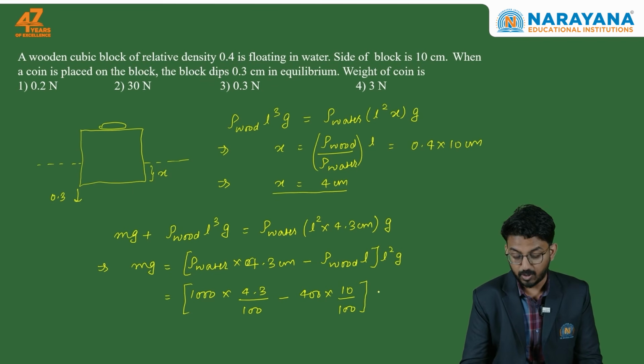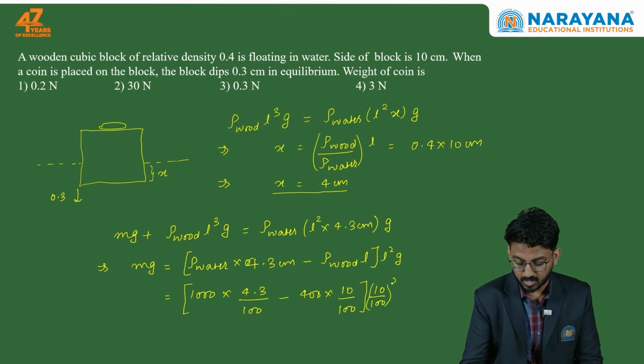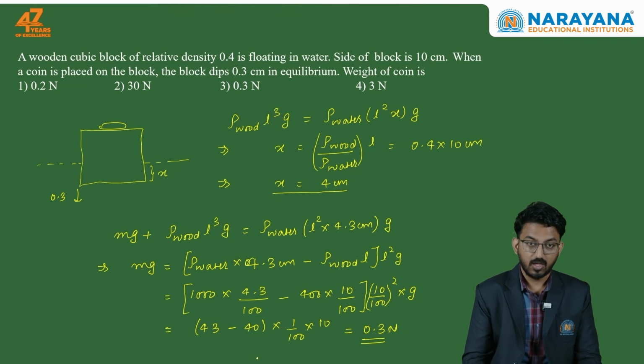Now L square is going to be 100 in centimeter square. So I can write it down 10 divided by 100 and convert it into meter and square that multiplied by value of g, which is 10 here. So weight overall comes out to be 43 minus 40 multiplied by 1 over 100 and g value is 10, which finally gives us 0.3 Newton as the weight of the coin. Going to the next question.